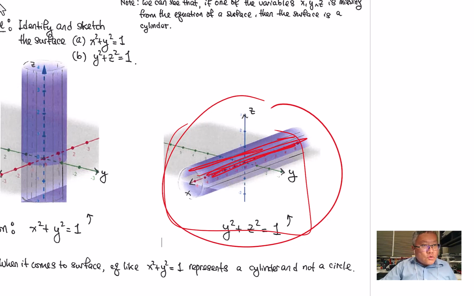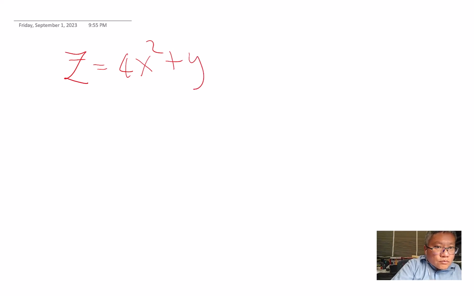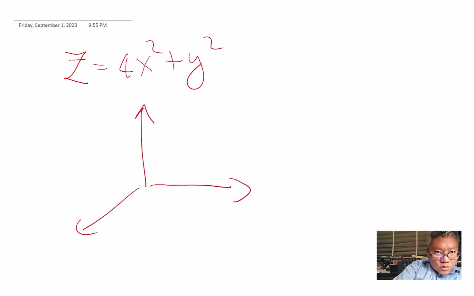All right, now let's do something that's a little bit more complicated, and that is, let's say z equals 4x squared plus y squared. So how do you visualize z equals 4x squared plus y squared? You can continue the idea of doing the vertical cross sections and the horizontal cross sections. Let's say this is x, y, and this is z.